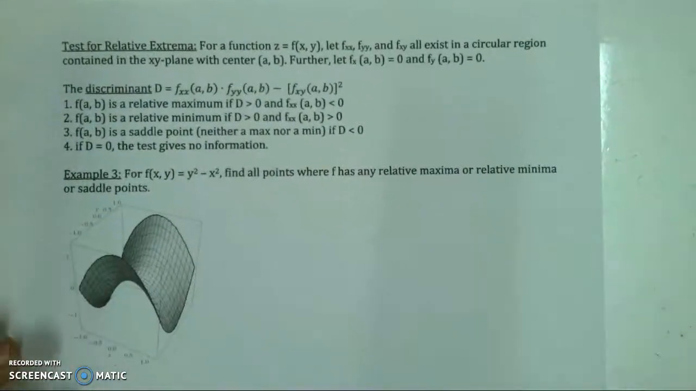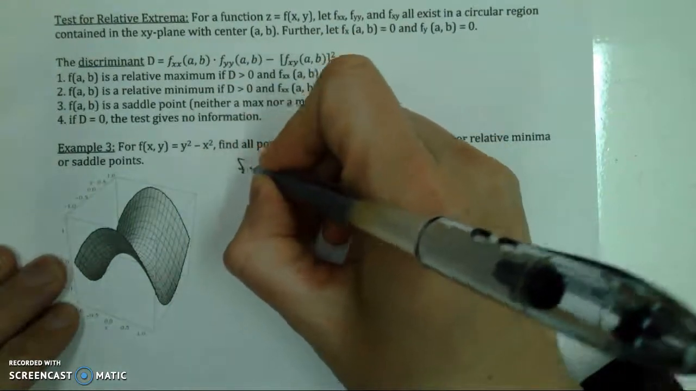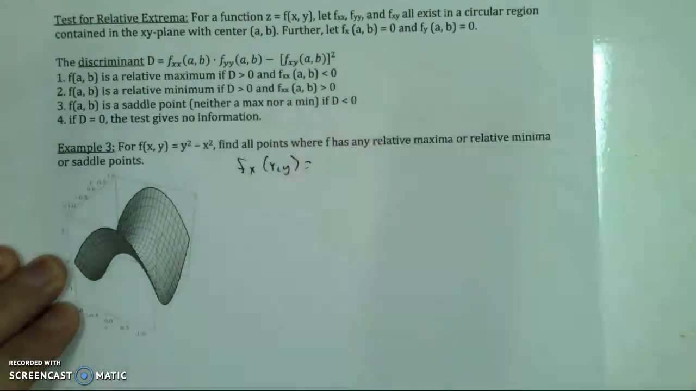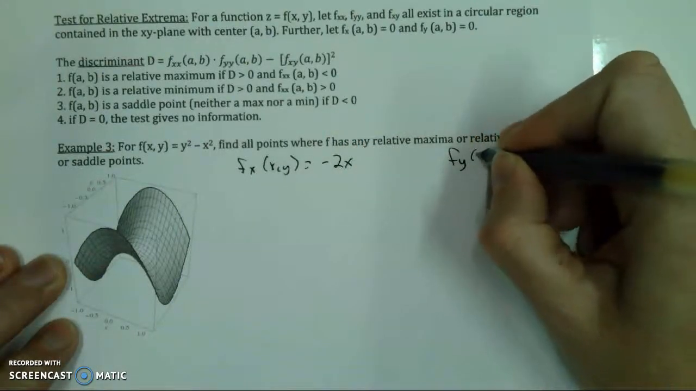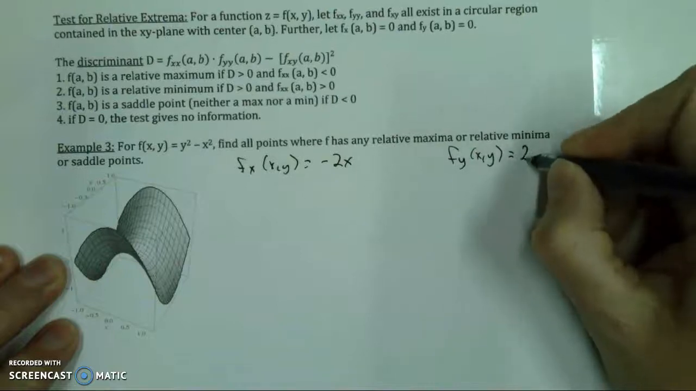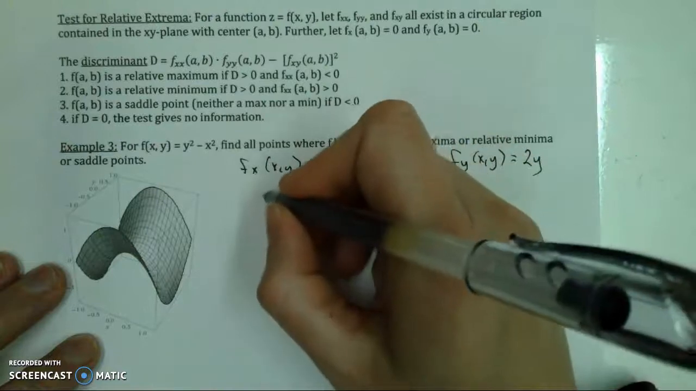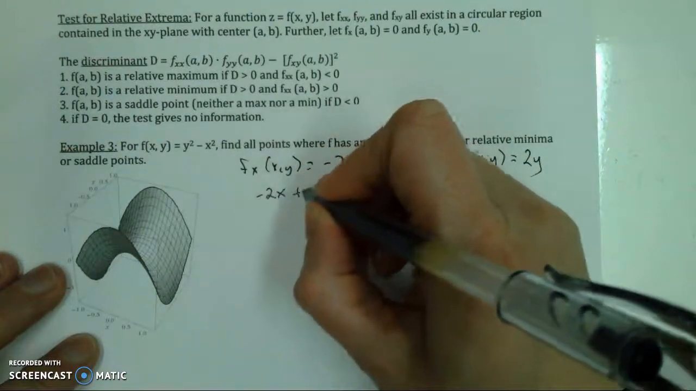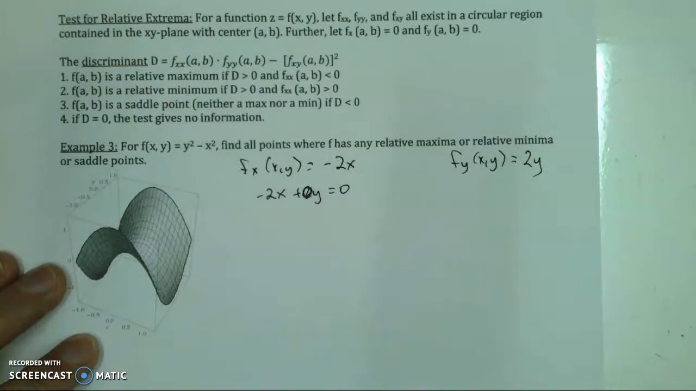Let's try another example where we're going to put all this together. I've got a quick repeat on the top of how we're going to do all of this. And here's our new function, y squared minus x squared. So let's start with our two partials. The partial at x is negative 2x. The partial at y is 2y. Now again, I'm going to set each of those equal to 0, but I am going to put some extra zeros in here, just to be clear.